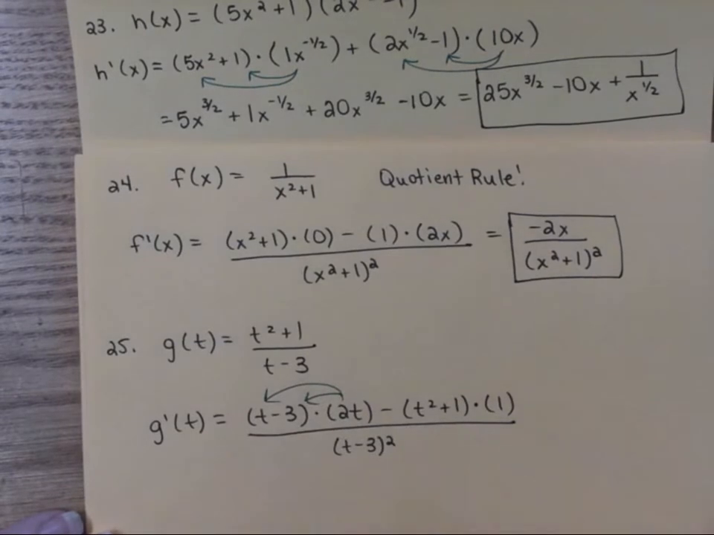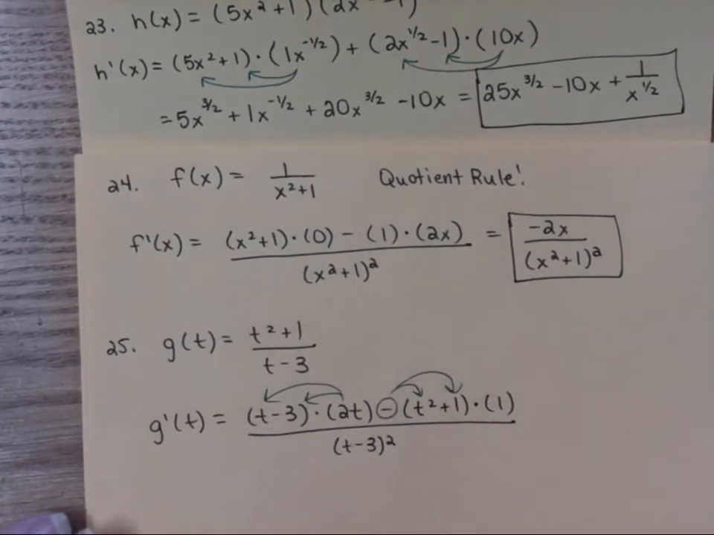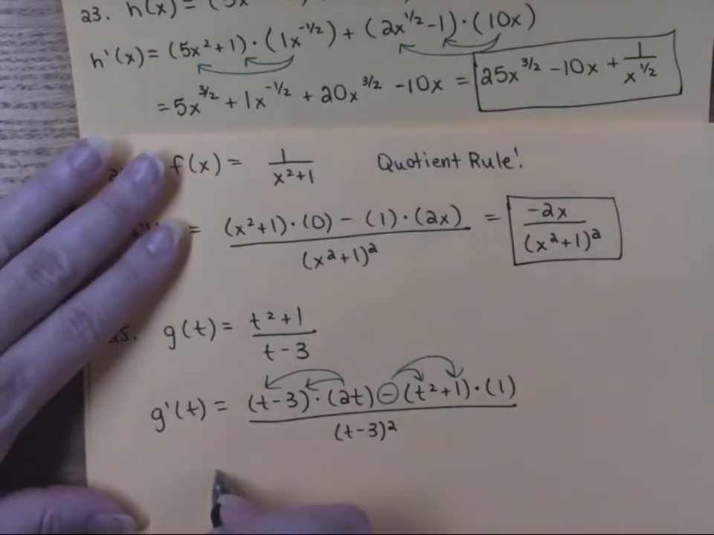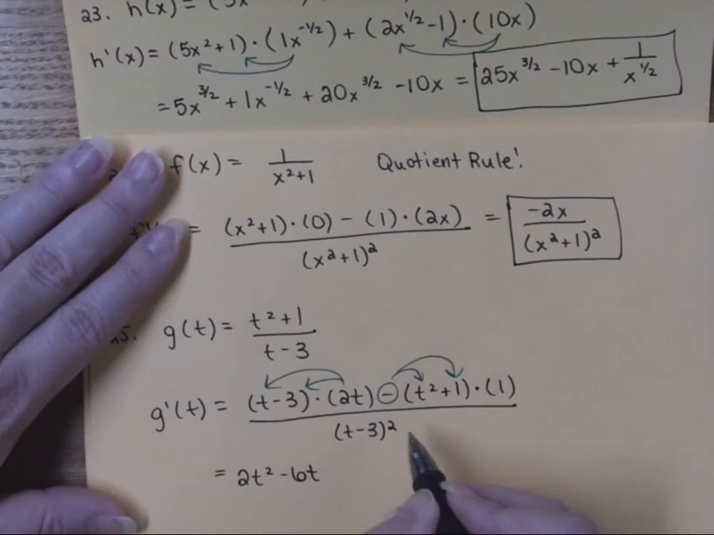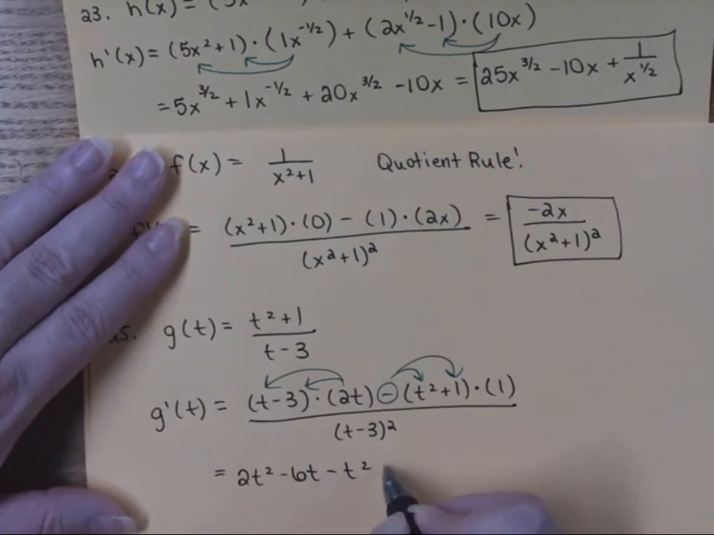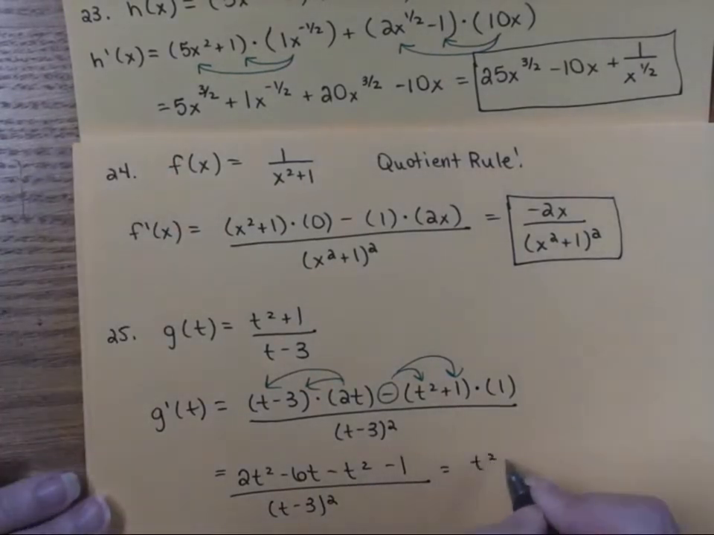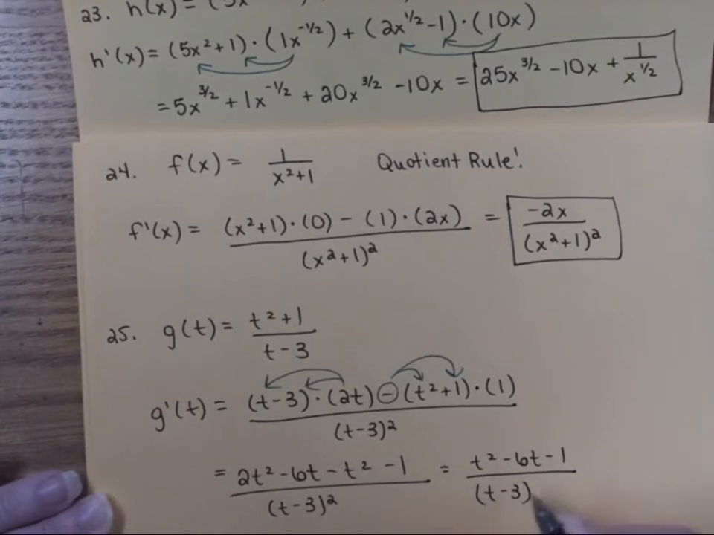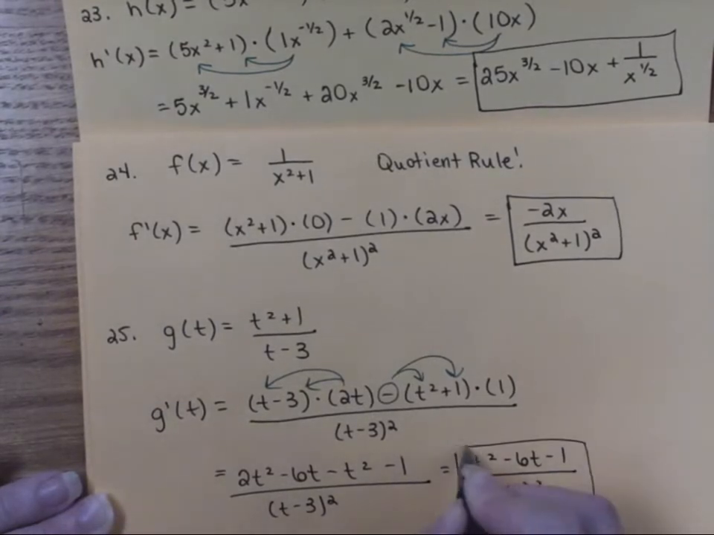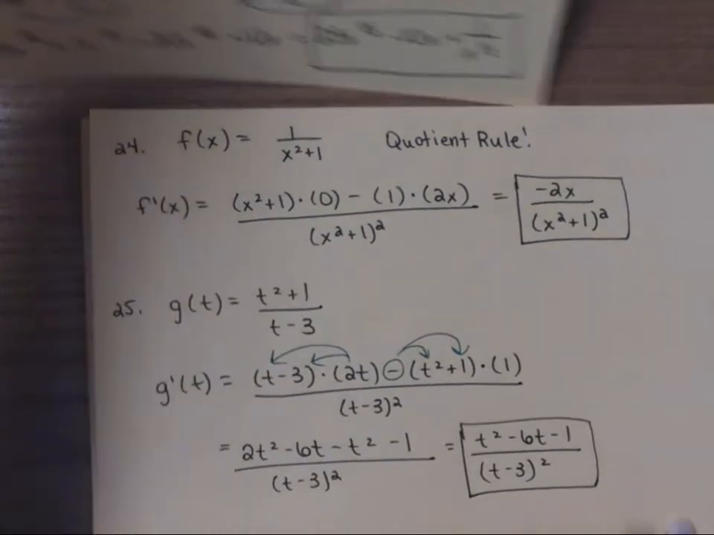So I'll distribute here. Make sure that this minus also distributes. Okay, notice the 1's not really going to affect anything, right? So I end up getting 2t squared minus 6t, and then minus t squared minus 1 all over the bottom unchanged. And then if I clean it up, I get t squared minus 6t minus 1 over the same denominator. Okay, no cancellations that I can do there. That's just it.